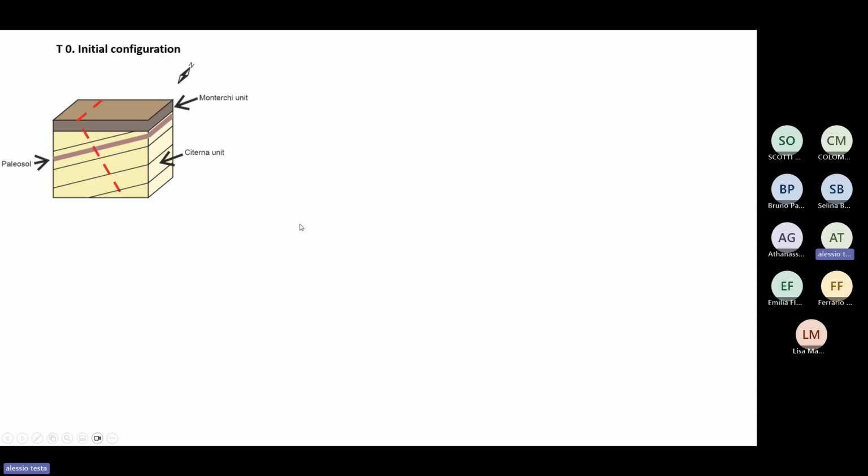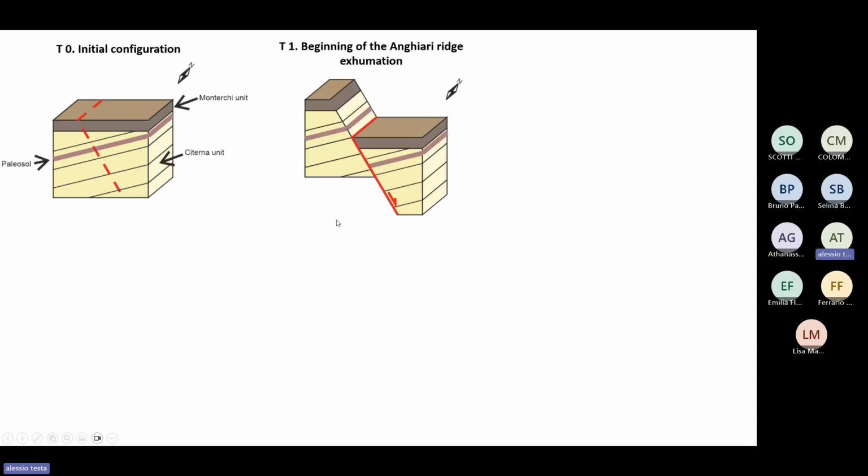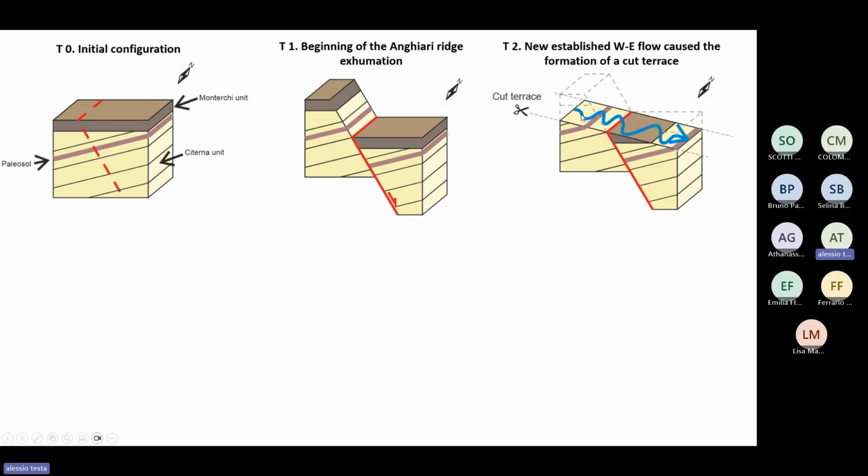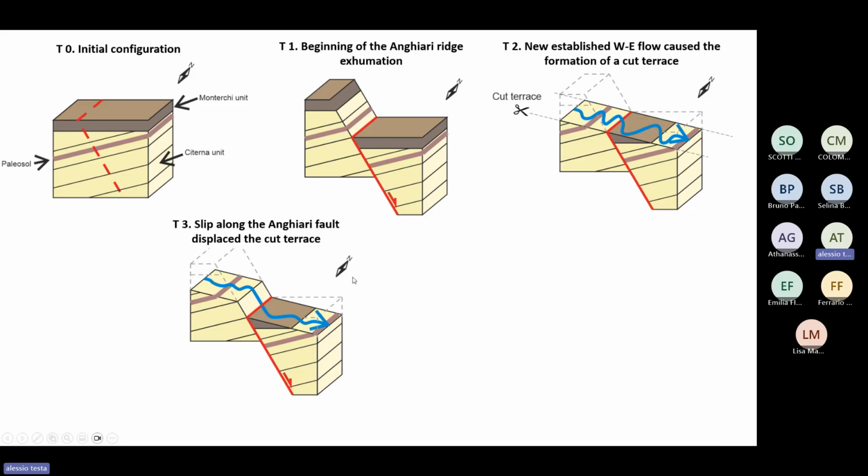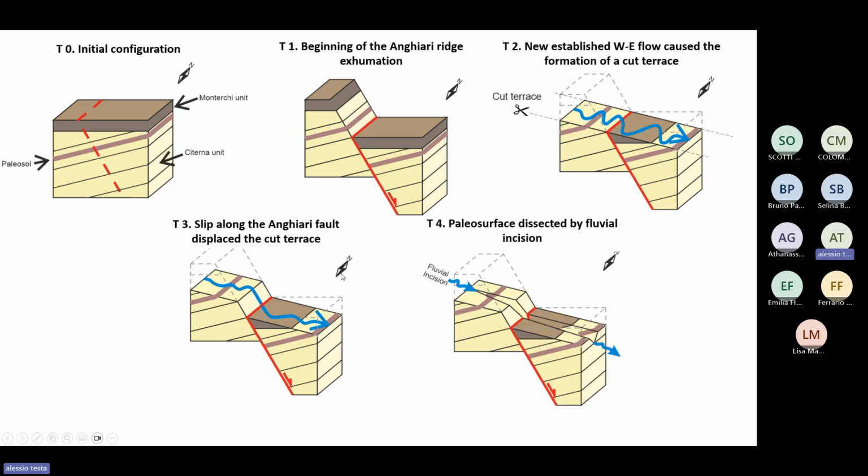So our hypothesis is that, starting from this initial configuration, the Anghiari fault caused the exhumation of the ridge. Then a newly established southwest-northeast directed flow caused the carving of a cut terrace that was then displaced by the continuous activity of the Anghiari fault, and finally incised by the gullies. If our hypotheses were confirmed, it would mean that these surfaces could be used as a marker for the long-term displacement and slip rate of the Anghiari fault.